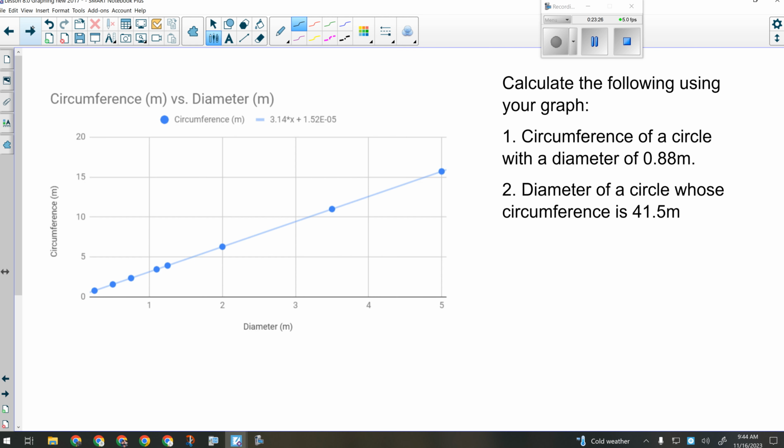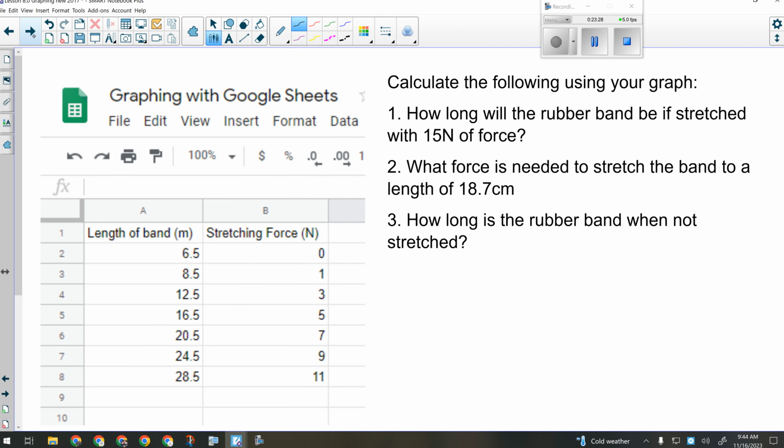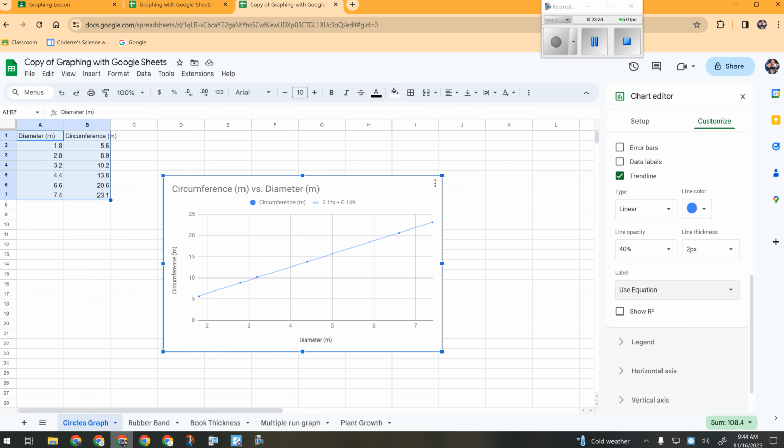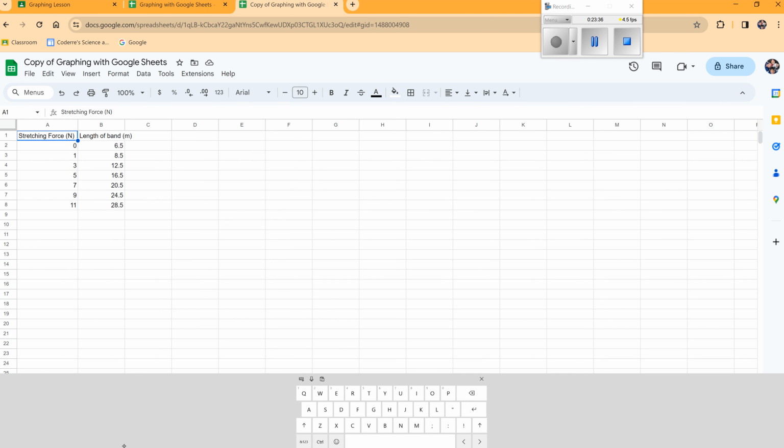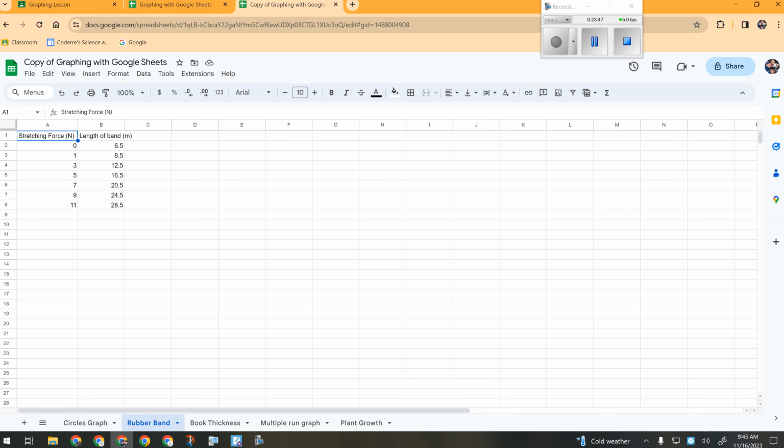Okay, the next one I want you guys to do is the rubber band and force graph. So, rubber band graph here. I want you to get that graph built, and then we'll look at the questions that I'll have up on the board to go along with that one. So I'll give you about 3 minutes to get that graph built, because that's about all it should take.